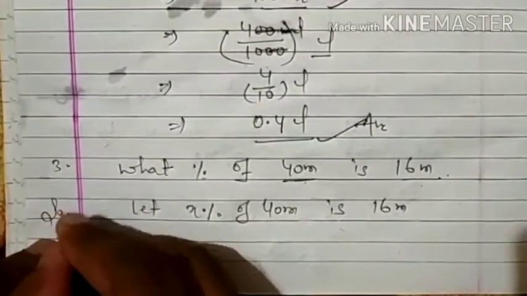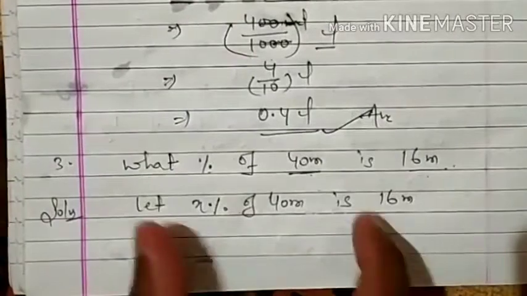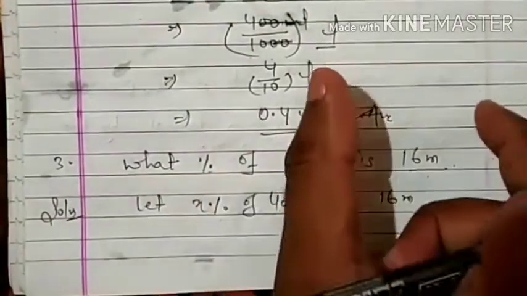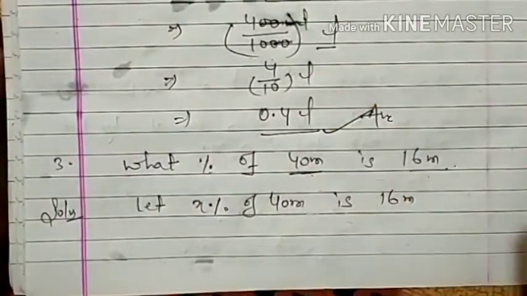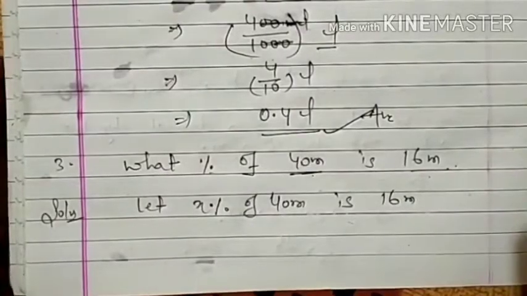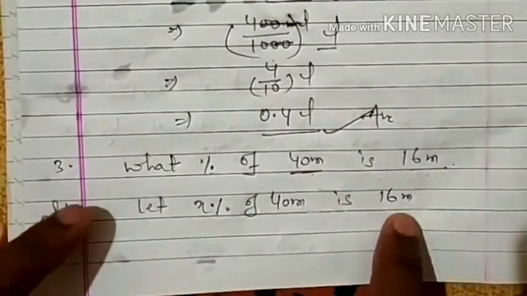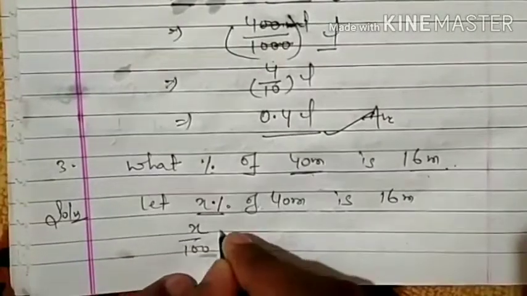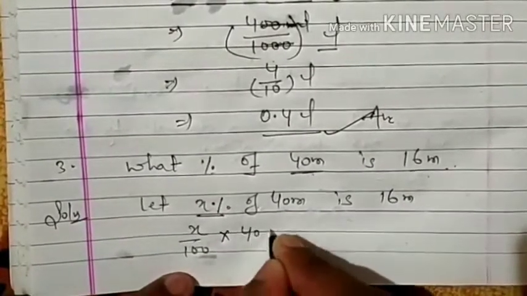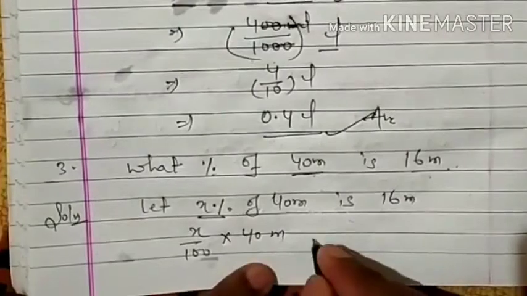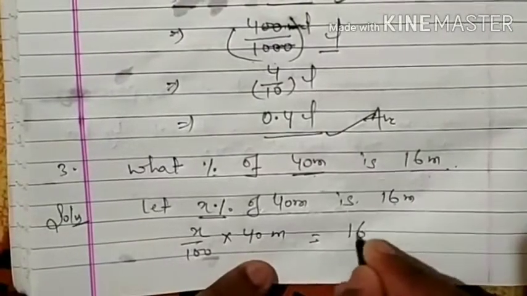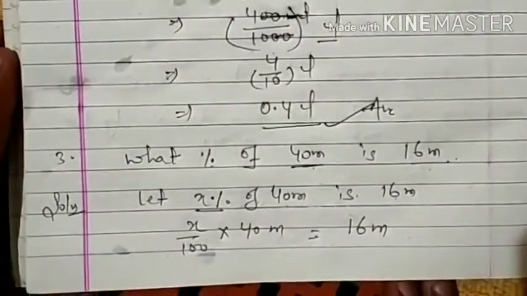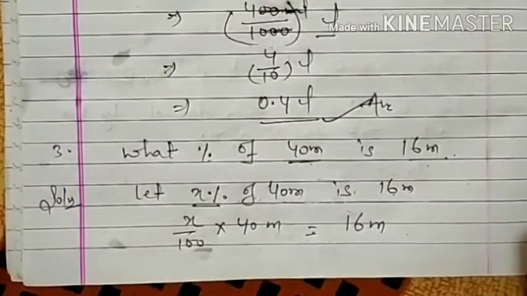The question is asking you something and you are giving the answer. What percent of 40 meter? You don't know. So let x percent of 40 meter is 16 meter. X percent can be written as x by 100 of, multiply 40 meter, equal to 16 meter. I hope you all can solve it.